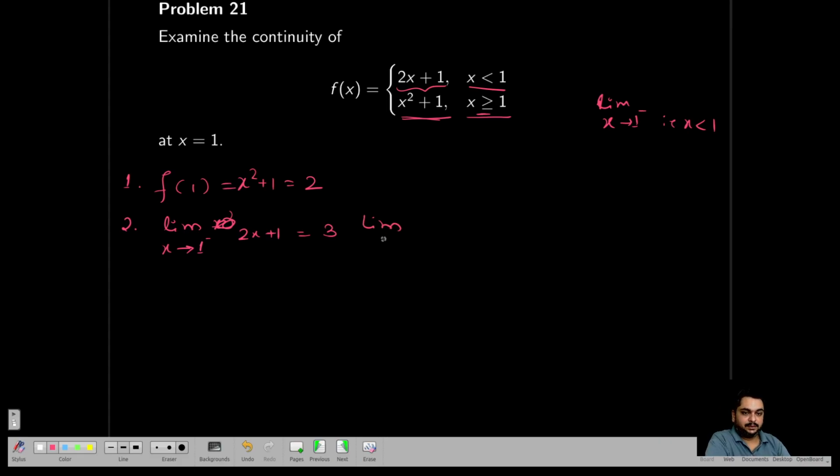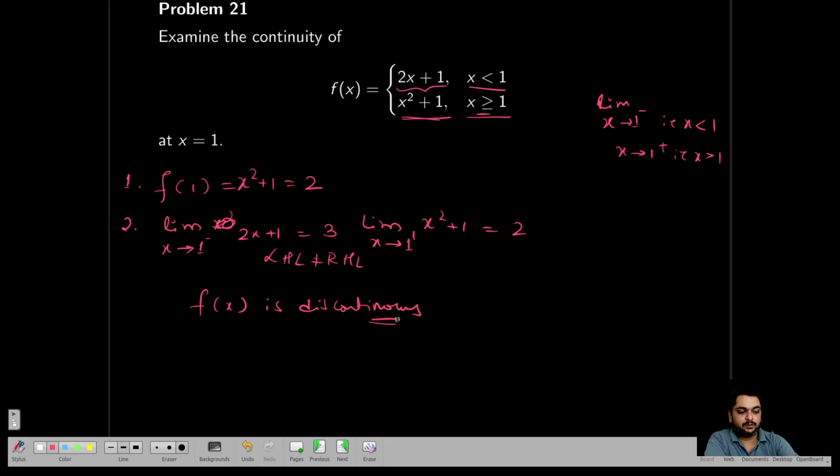Then the right hand limit. Limit x approaches from 1 plus, that is x is greater than 1. So it is x square plus 1, and this is 2. LHL is not equal to RHL. Hence function f of x is discontinuous. The limit doesn't exist. Therefore f of x is discontinuous. Second step failed. Okay, so we have to check.